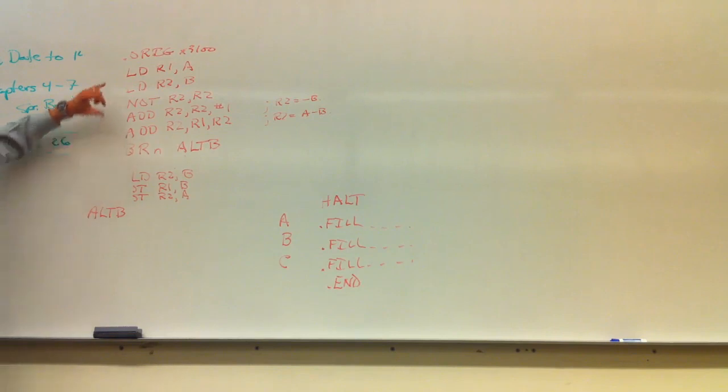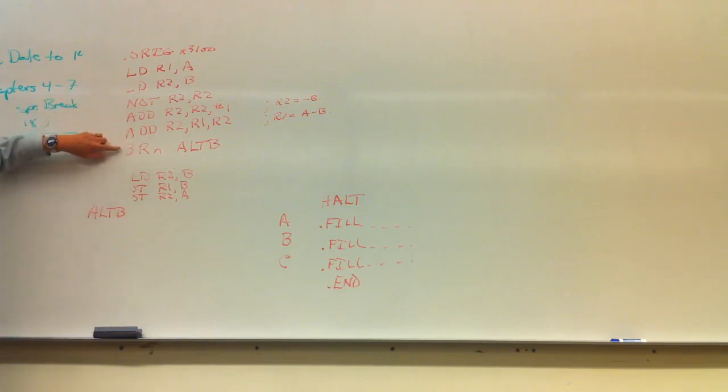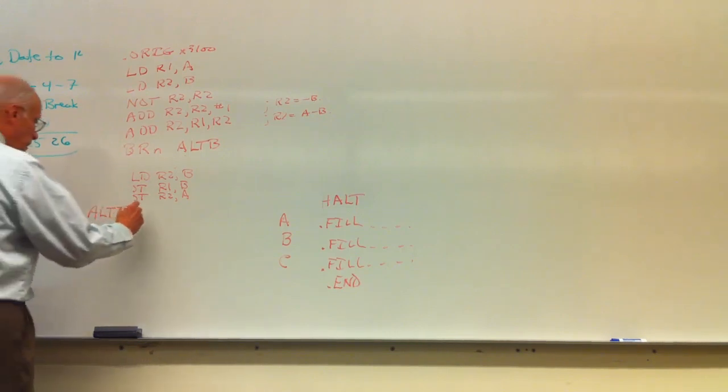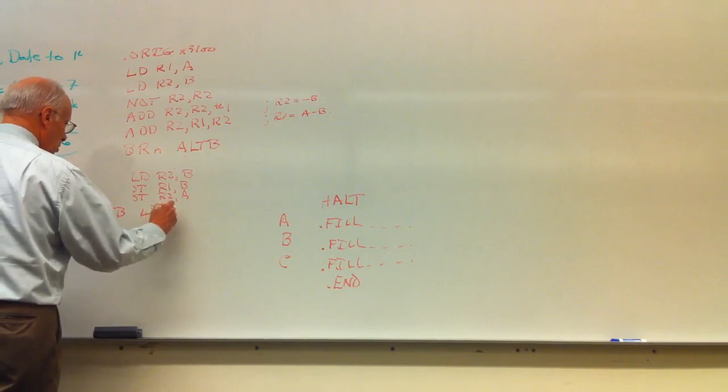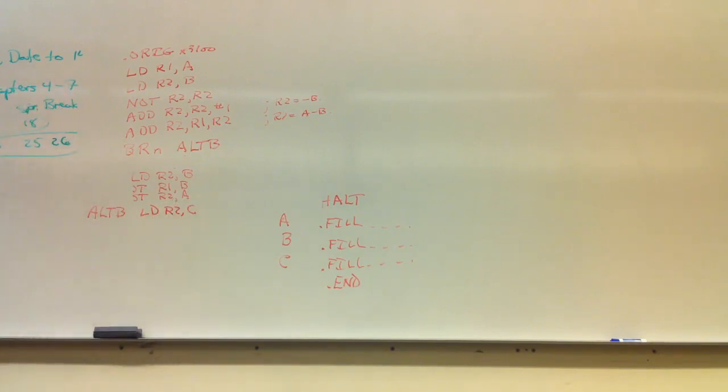Now, if I have come to here, I still have A in register 1. The way I've modified this, A has not been changed. So I don't have to reload that, but now I need to get C. So I'll load register 2 from C.